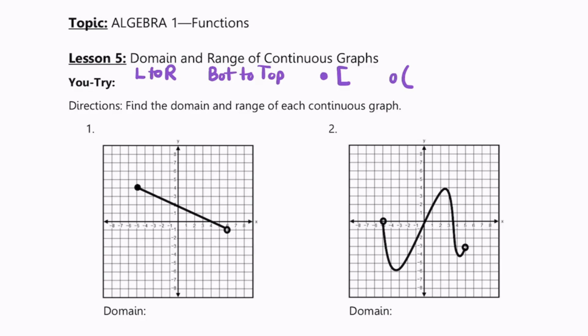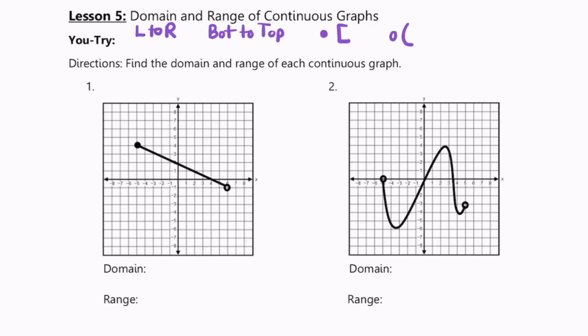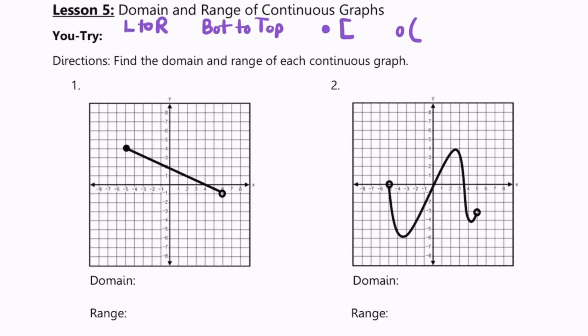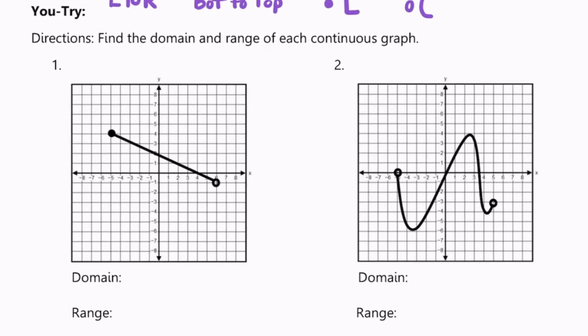Okay, so looking at number 1, I'm going to try to color code this. Domain is left to right. I'm going to zoom in a little bit. And so I'm going to mark on my x-axis how far left and how far right. I see the farthest value left is -5, and that's a closed circle, so I'm going to put a bracket. And then the farthest value to the right is +6, and that is an open circle, so I'm going to put a parenthesis.